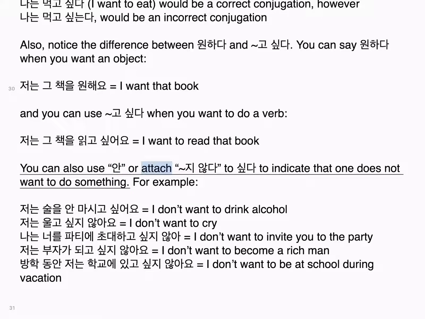You can also use 안, or attach 지 않다, to 싶다 to indicate that one does not want to do something. For example, 저는 술을 안 마시고 싶어요. I don't want to drink alcohol. 저는 울고 싶지 않아요. I don't want to cry. 나는 너를 파티에 초대하고 싶지 않아. I don't want to invite you to the party. 저는 부자가 되고 싶지 않아요.